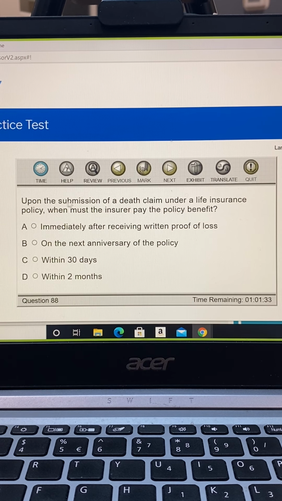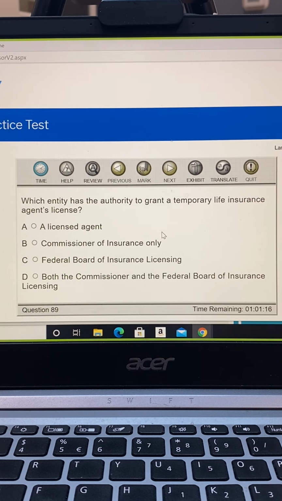Upon the submission of a death claim under a life insurance policy, when must the insurer pay the benefit? Within 30 days. Which entity has the authority to grant a temporary life insurance agent's license? The commissioner? Yeah, I think it's the commissioner. Commissioner of insurance only, yeah.